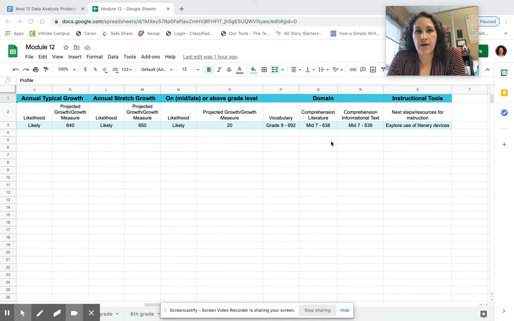and then you can figure out the next steps. What exactly these different students need for instructional purposes? For instance, explore use of literary devices is a next step for this particular student. So we do that for 7th and 8th grade.